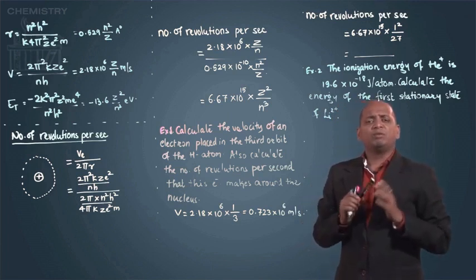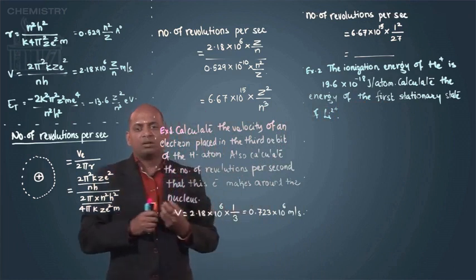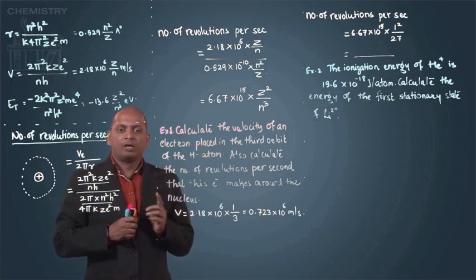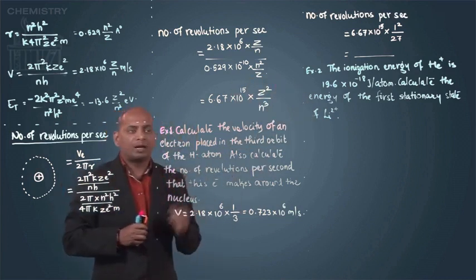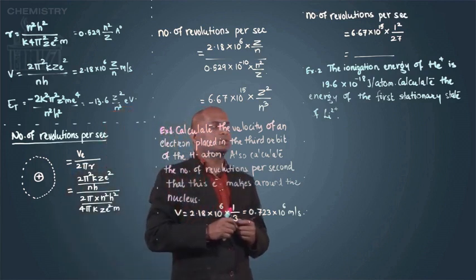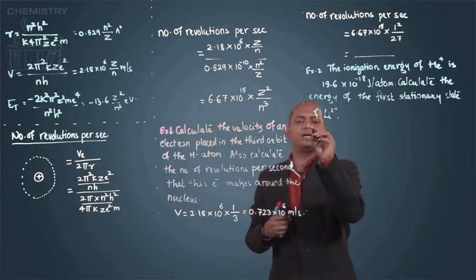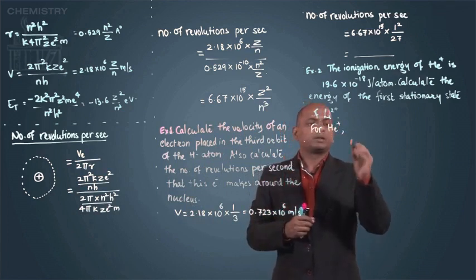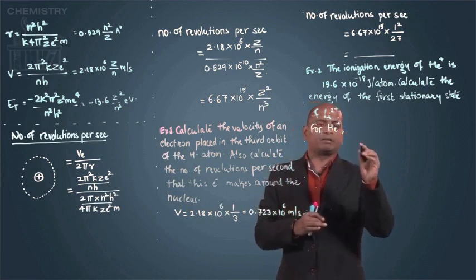So first of all, we know what we mean by ionization enthalpy. Here we are removing an electron from the outermost shell. In helium, that outermost shell is the first shell. So we are removing an electron from the first shell to infinity, and the energy given at that time is how much? 19.6 into 10 raised to minus 18 joules per atom. So we will write for helium, He plus actually, the excitation energy.